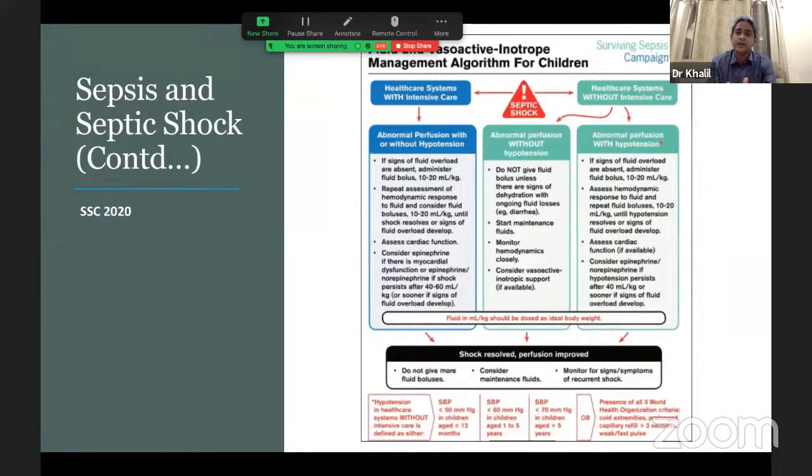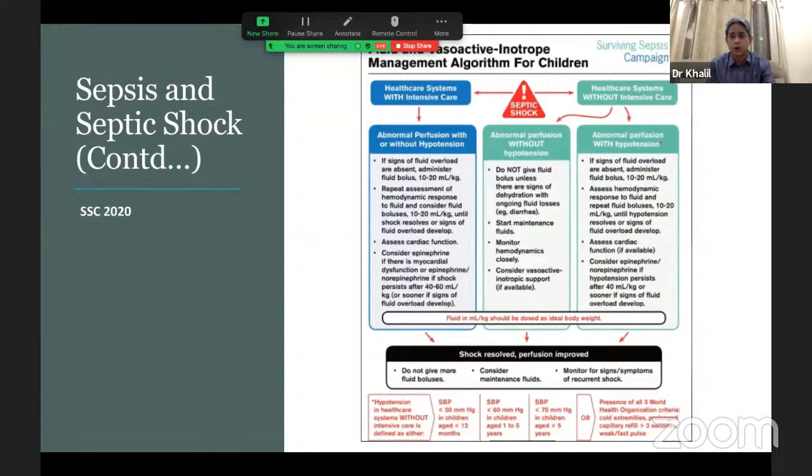The target, in resource limited settings, is to give up to 40 ml per kg in the first hour. When you give 40 ml per kg in the first hour, you can give it slowly, over 15 to 30 minutes. If you're giving 20 ml per kg, depending on the clinical scenario, you can give over 15 minutes, but don't keep on pushing. Always assess for signs of fluid overload.